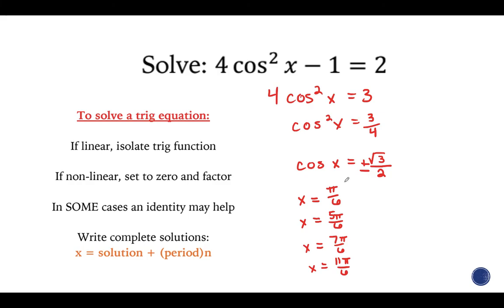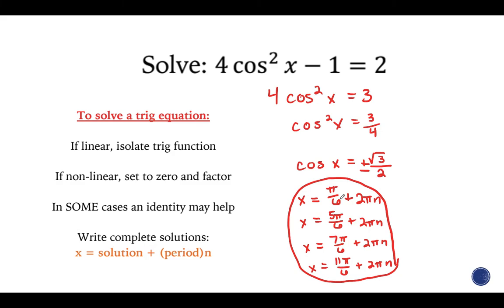Okay? And then again, I want to write the complete solution to this, right? So I'm going to say, hey, this is plus the period of cosine, which just like sine is 2 pi. So I'm going to go plus 2 pi n on all of these solutions, right? So if I take any of these angles and I add or subtract one or more than one rotation, I'm going to come up with an entirely different solution for this cosine function, but all of those would be equal to either a positive square root of 3 over 2 or a negative square root of 3 over 2, okay?